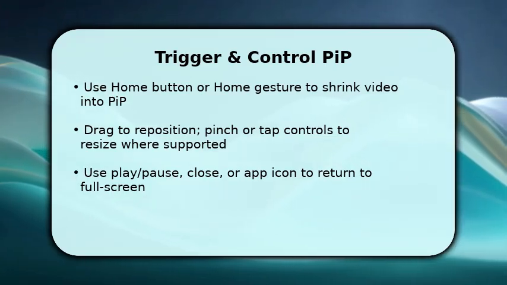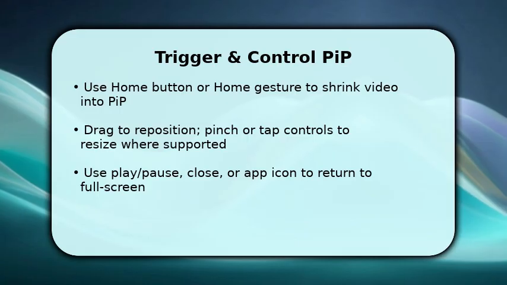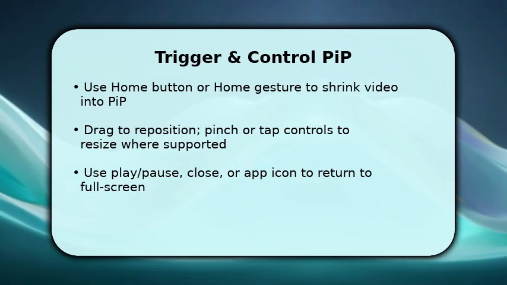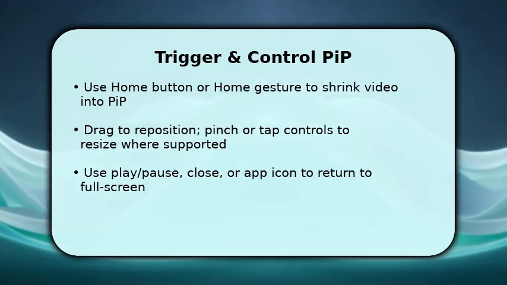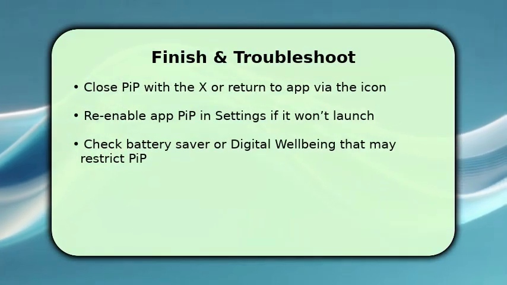Tap the Pi-P window to reveal controls like play/pause, a back-to-app icon, and close. Make sure to use the app icon to jump back if you need full interface controls. To finish, either tap the Pi-P close button or use the app icon to return to full screen. That ends the floating session.